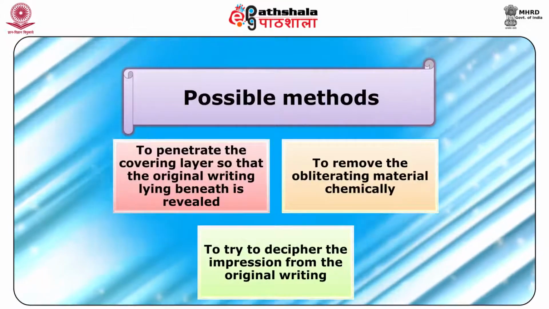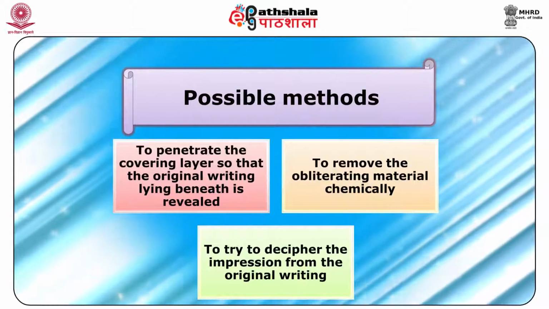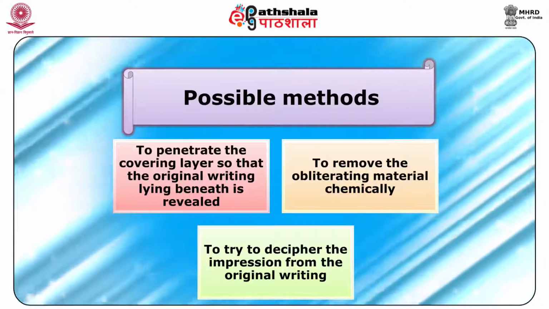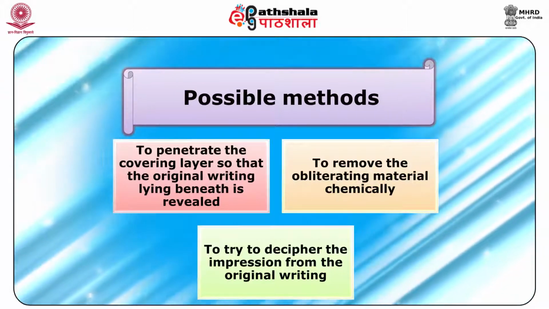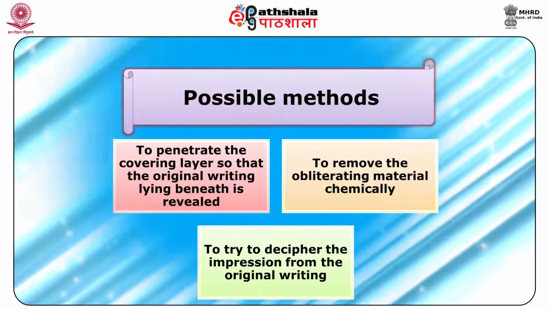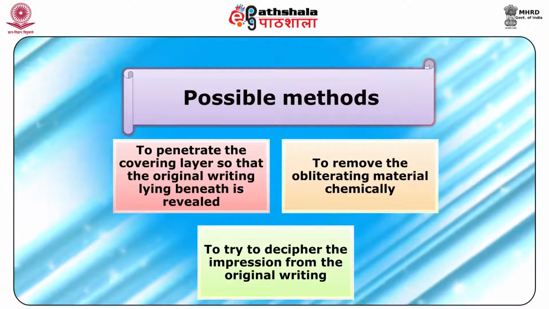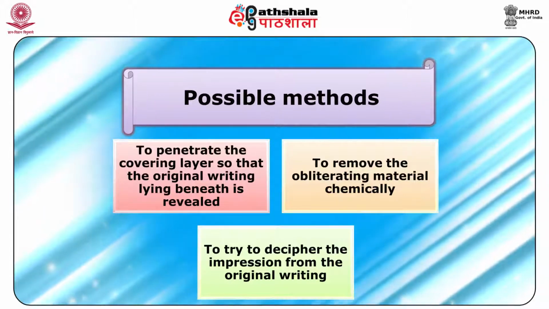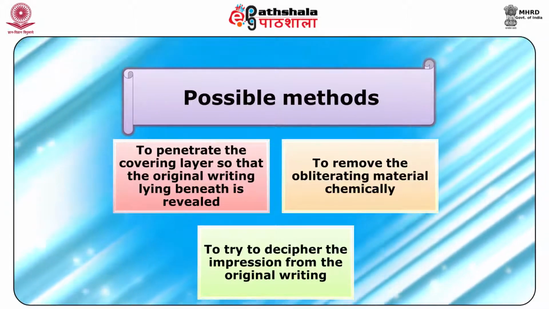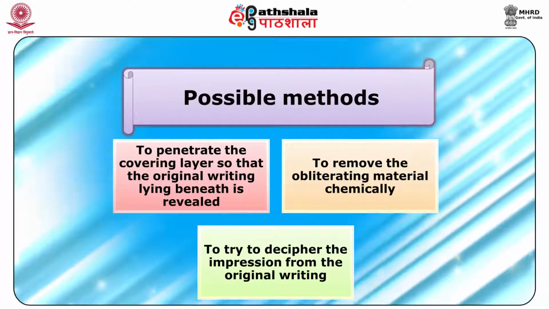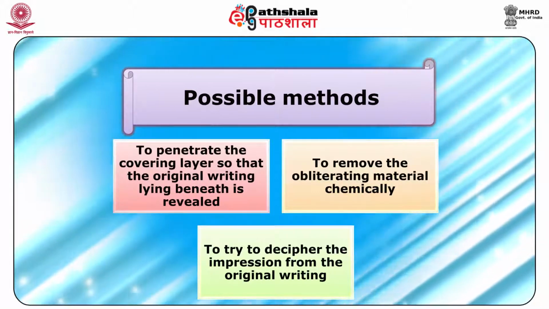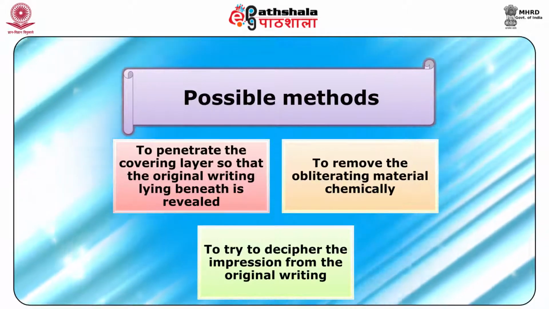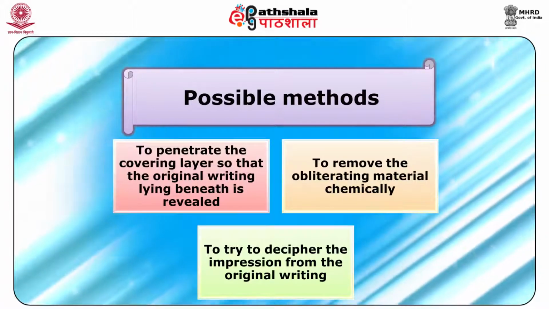There are three possible methods of solution. First is to penetrate the covering layer so that the original writing layer beneath is revealed. Second, to remove the obliterating material chemically or by some other means while the original writing remains untouched. And third, to try to decipher the impression from the original writing or typewriting that has not been destroyed by the obliterating action.